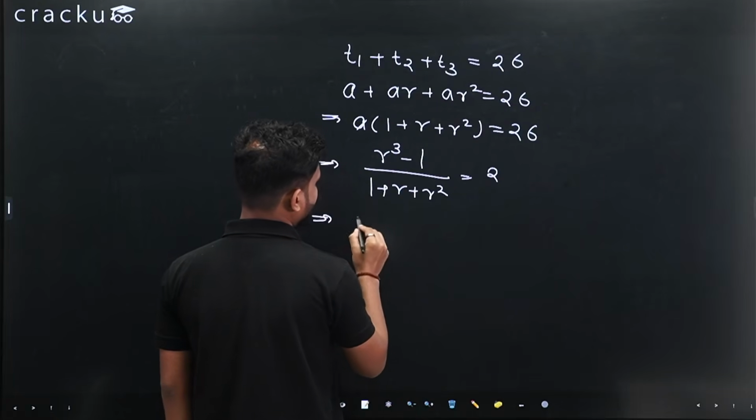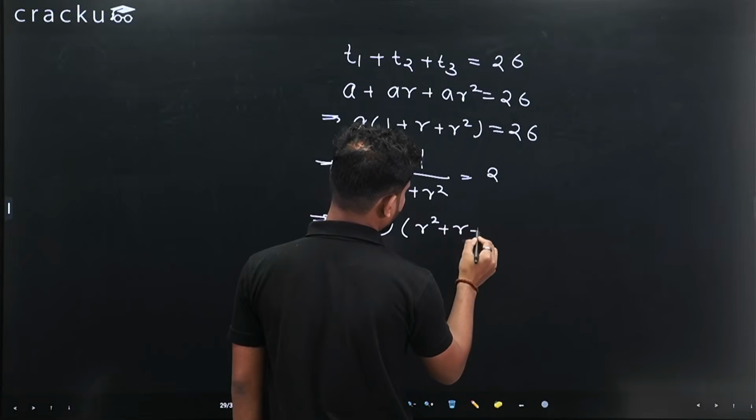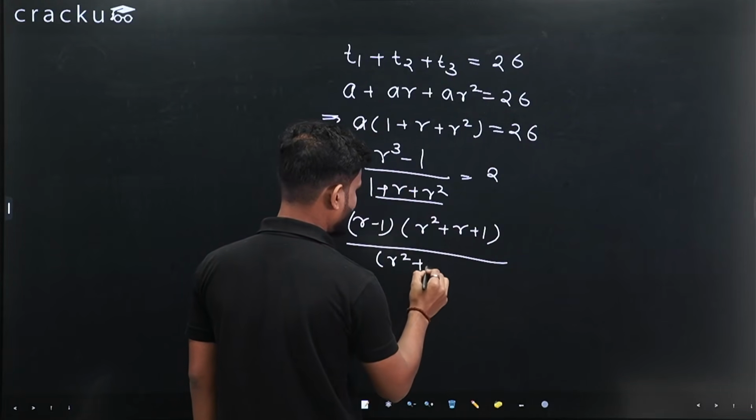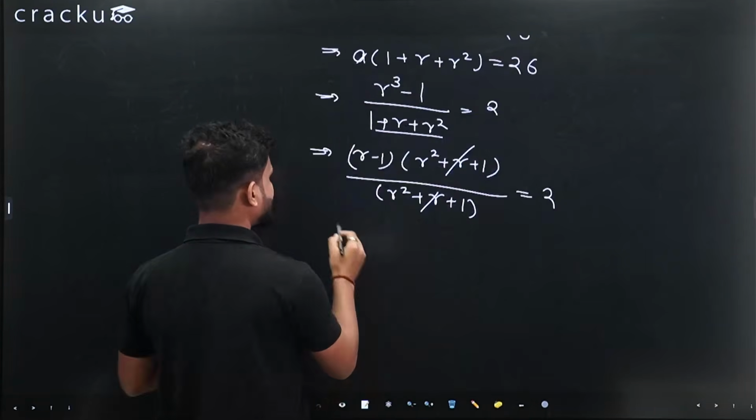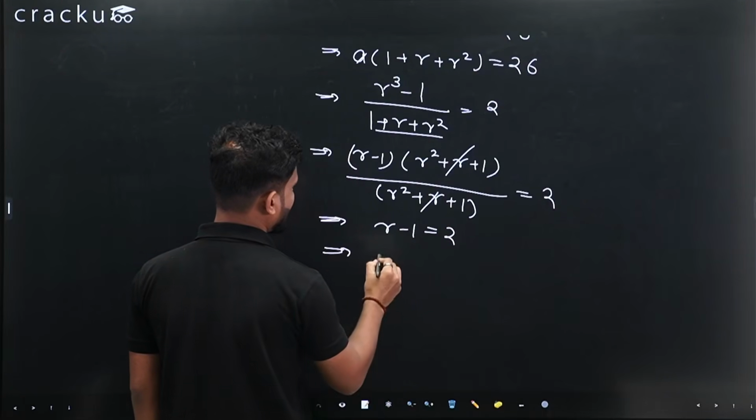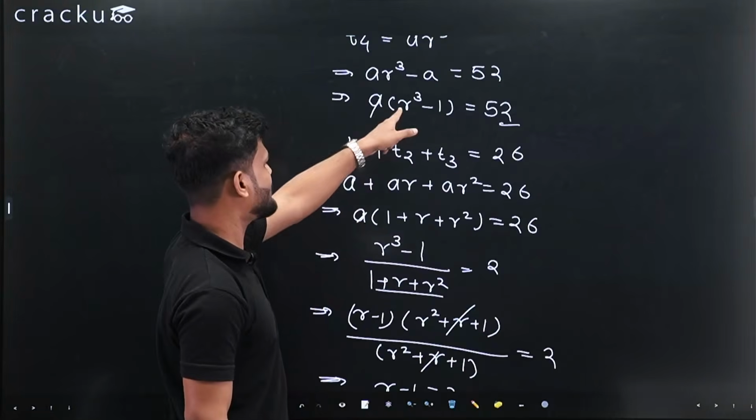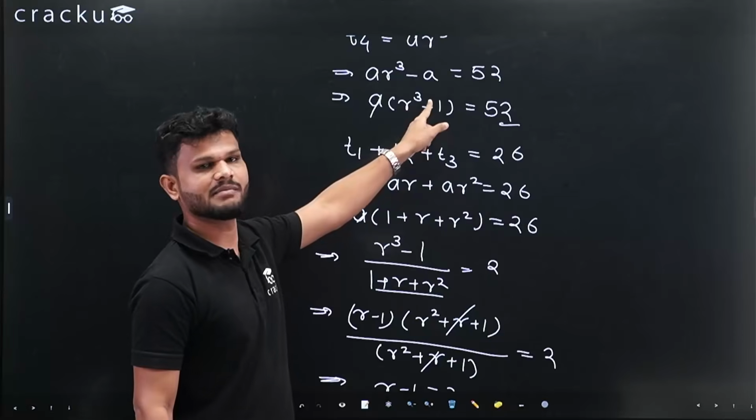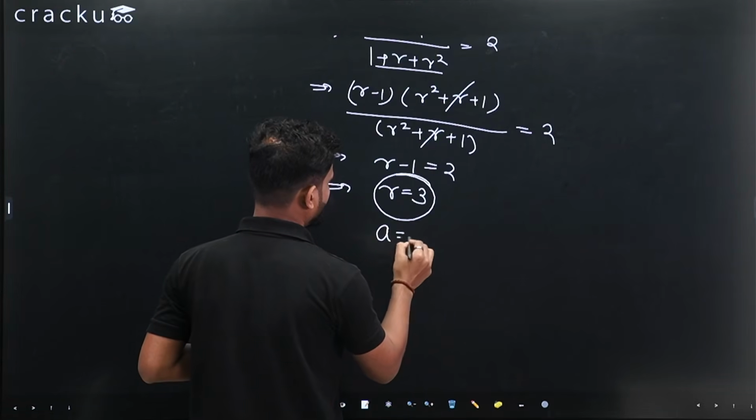You can write r cube minus 1 as r minus 1 into r square plus r plus 1, divided by r square plus r plus 1, which is equal to 2. This will get cancelled. R minus 1 is equal to 2, or r is equal to 3. Once you get r is equal to 3, put it here. 3 cube minus 1, 27 minus 1, will be 26. So 26 into a is 52, a will be equal to 2.